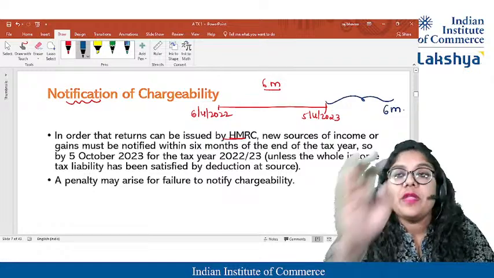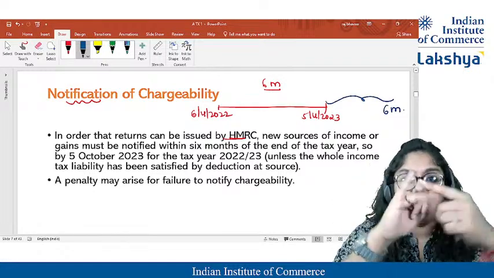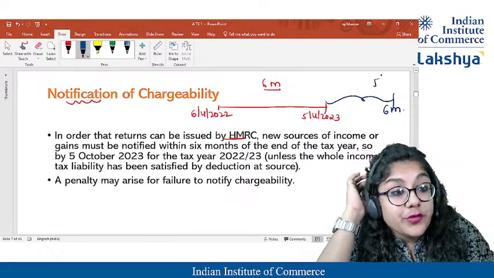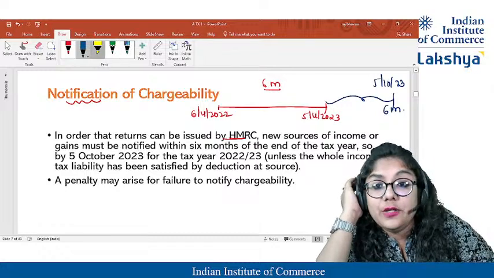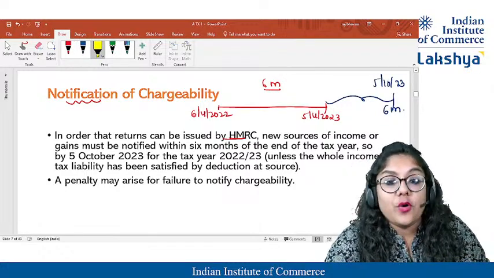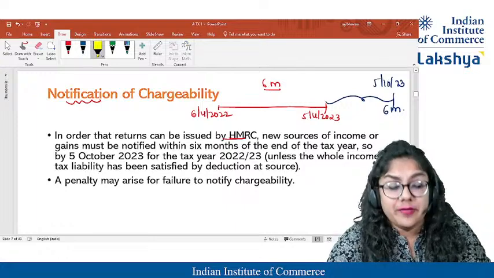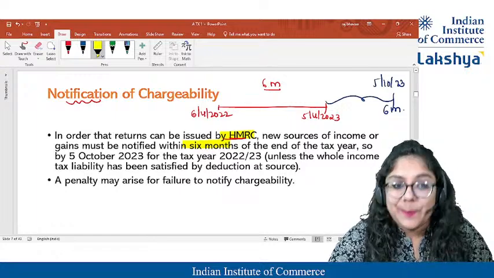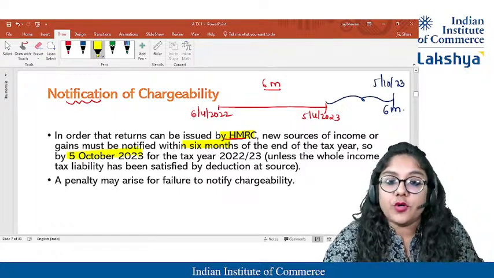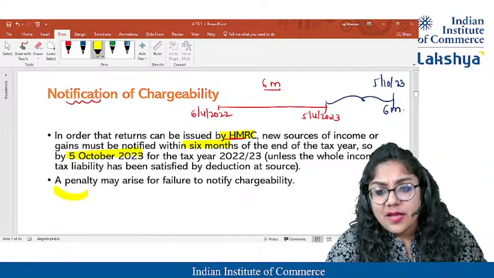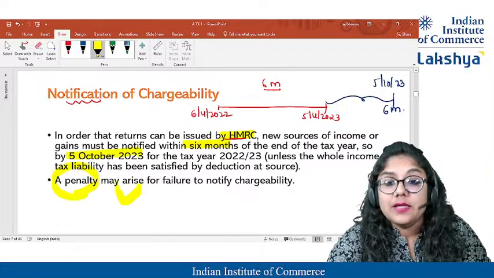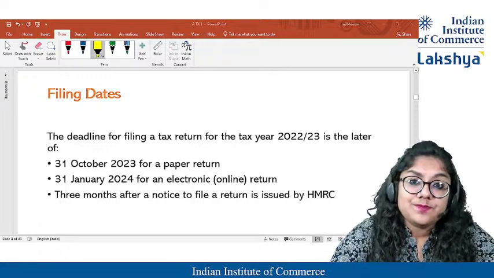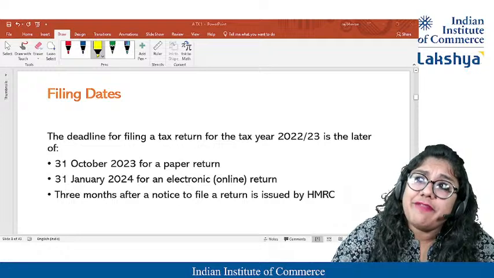6 months after April means 5th May, 5th June, 5th July, 5th August, 5th September, 5th October. So till 5th October 2023 they need to notify it. Over here, in order that the returns can be issued by HMRC, it has to be notified within a period of 6 months, so it will be 5th October 2023. If there is no notification, then there will be penalty for any sort of failures. Okay, that's fine, but till what date should I file my return?